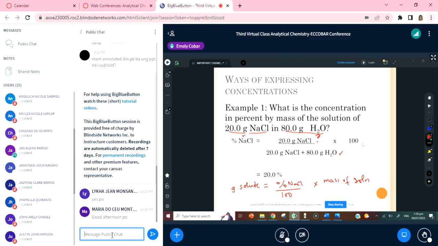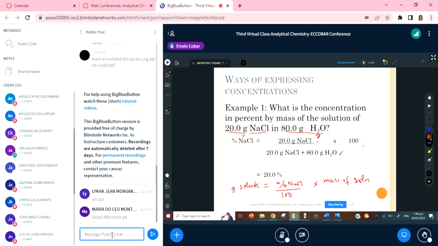So, percent NaCl. Ito yung ating the percent of solute, no? Kung ano man yung solute natin. That's how we express the concentration in mass percent. So, 20 divided by 100 times 100, you'll get 20.0% kasi 3 significant figures. Okay? So, ito lang ang gagamitin mong formula. Basta given, dapat given talaga yung mass both of the solute and the solvent.